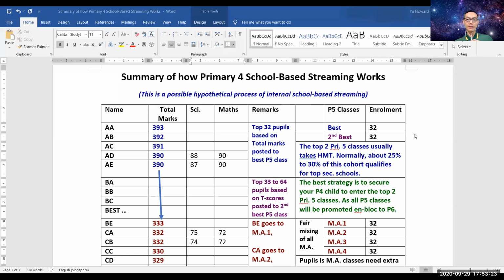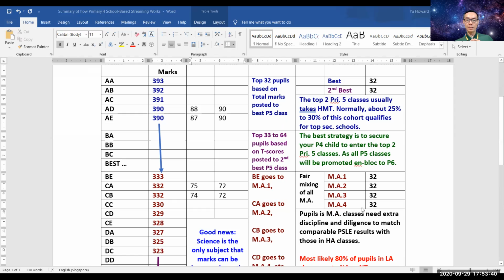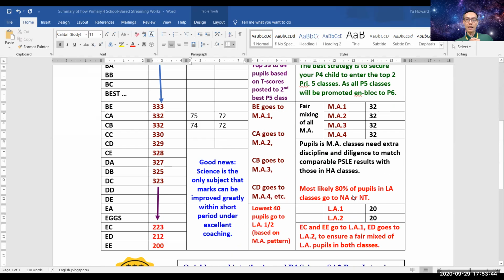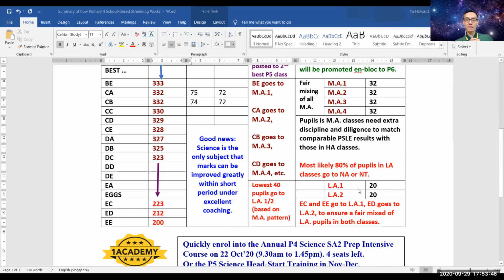So assuming that in a particular school, they have 8 P5 classes. Usually this is how they put students in P5 classes. The first 2 classes are allocated as the best class or the high ability classes. The next 4 classes are called the mixed ability classes. And the tail end, the last 2 classes, are for low ability students.